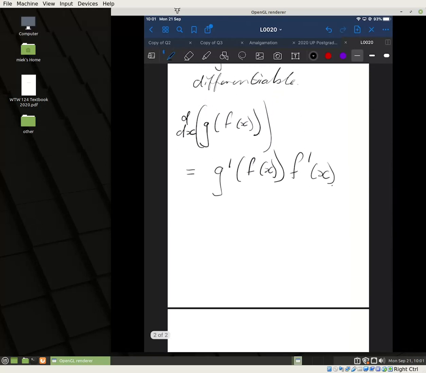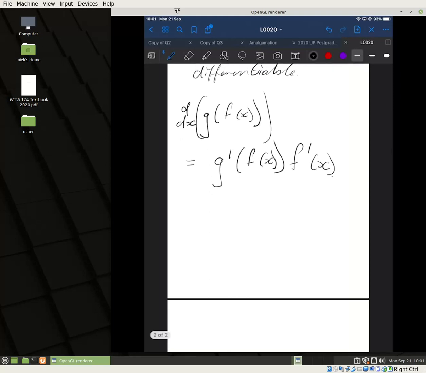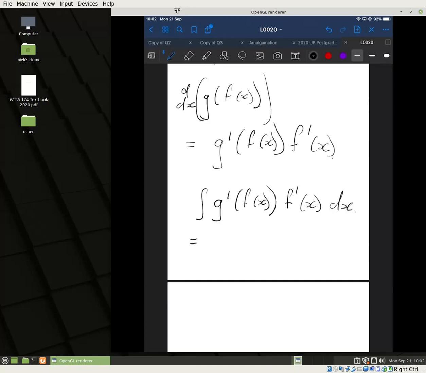So this idea is quite helpful. When we now integrate both sides, we see that if we have an integral that looks as follows, a derivative of some function applied to some other function, multiplied with the derivative of the inner function, then by the fundamental theorem of calculus, which we will come to, this integral is equal to g applied to f of x.